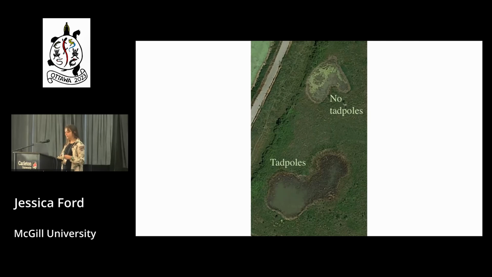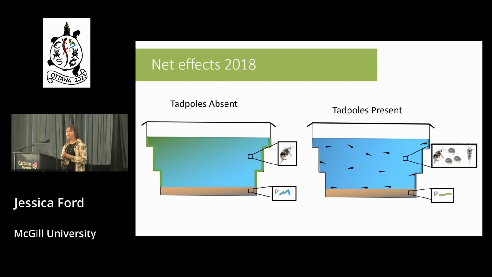When we do get back to the lab, we find more differences. So these are net effects from 2018 of tadpole absence and presence. When tadpoles were not in these ecosystems, phosphorus varied a lot more through time. Algal biomass was higher, as we would expect. And zooplankton diversity was lower. Those are really big differences, cascading across entire ecosystems just when these tadpoles are present or when they are absent. And that's really interesting, but it turns out that's not actually the end of the story.